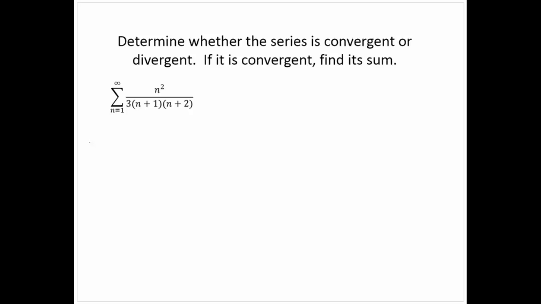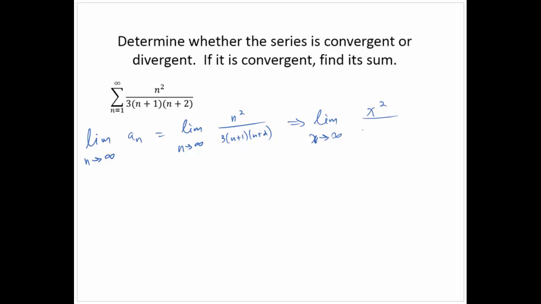All right, so what I'm going to do is look at the limit as n approaches infinity of a sub n. And so that would be the limit as n approaches infinity of n squared over 3 times n plus 1 times n plus 2. And I'm going to switch over to function notation so I can use the rules that we've learned. So that's equivalent to the limit as x approaches infinity of x squared over 3 times x plus 1 times x plus 2.